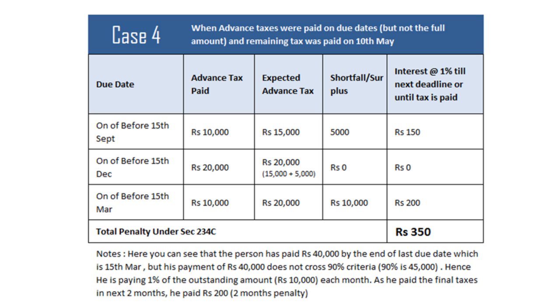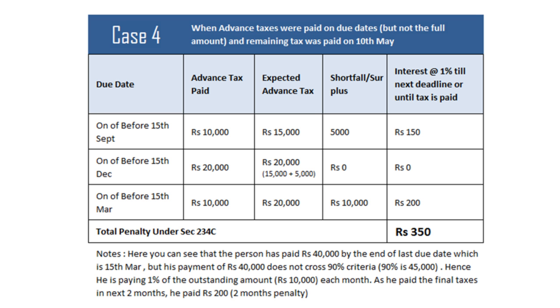Here the assumption is that he pays his remaining taxes on 10th of May. So the last payment which he does is on 10th of May. Hence he has to pay it for 2 months because there is a 2-month delay. So 1% of this 10,000 rupees shortfall is 100 rupees, and for 2 months it is 200 rupees.